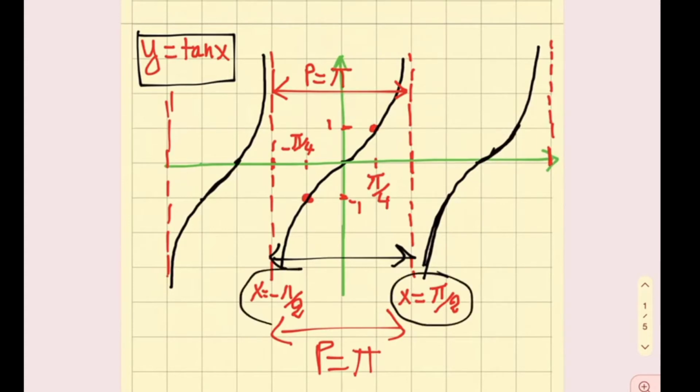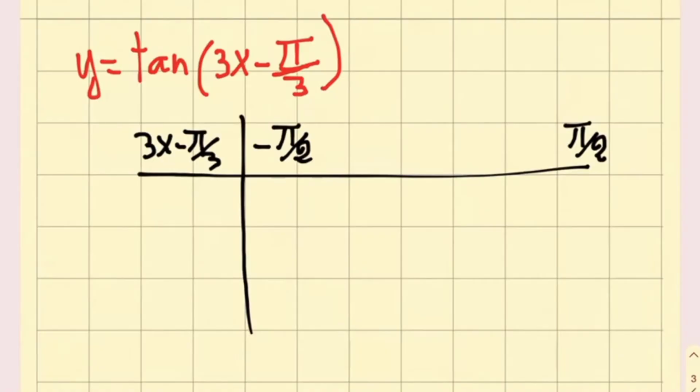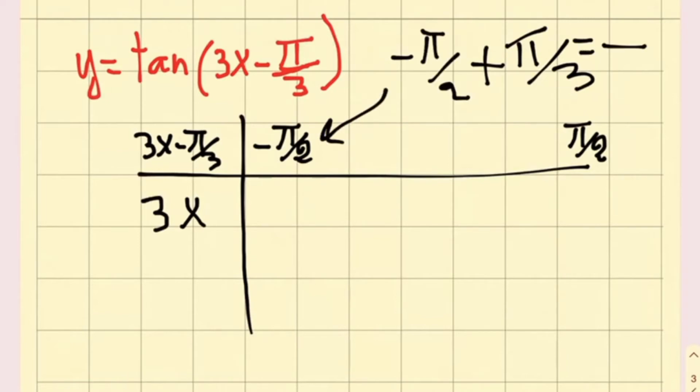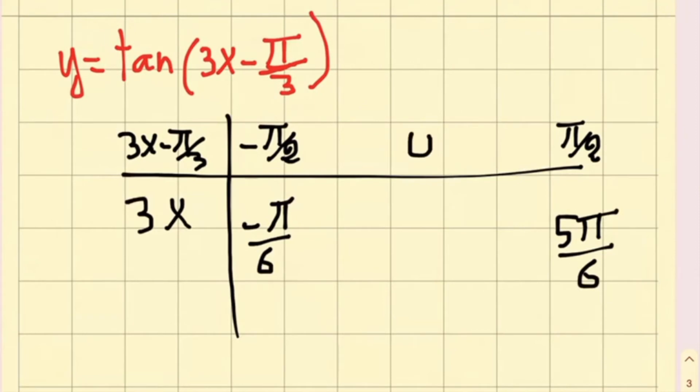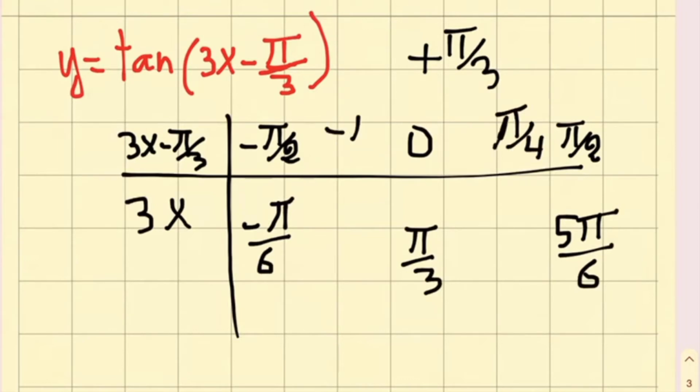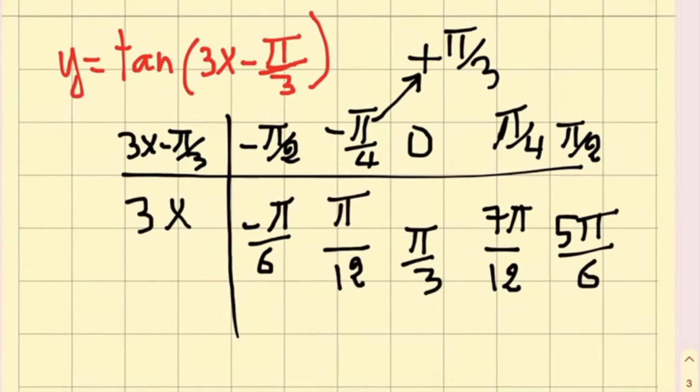Between pi over 2 and negative pi over 2, I set my values on the table. So we get them for 3x by adding pi over 3, because we want to eliminate the minus pi over 3. So we add negative pi over 2 to pi over 3 to get negative pi over 6. Then we do the same for pi over 2, so we add to get 5 pi over 6. Now we do the same for the other values between negative pi over 2 and pi over 2. The main values are 0, you add pi over 3, you get pi over 3, and pi over 4 and negative pi over 4. These are the main values we have in tangent x. So when we add, we get these values: 7 pi over 12, and then pi over 12.